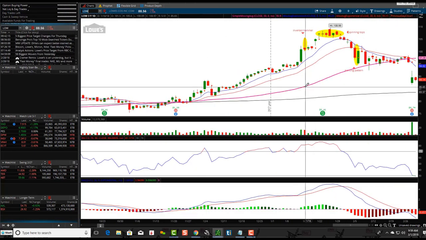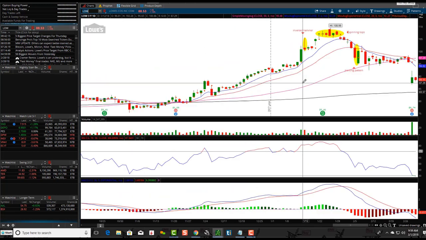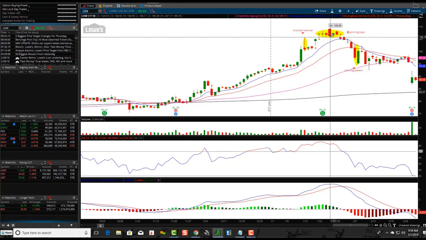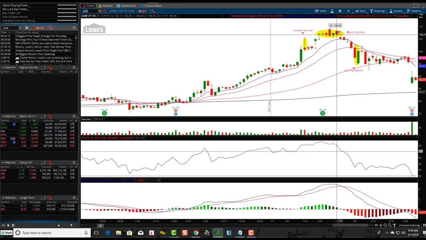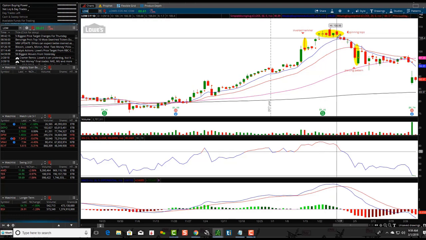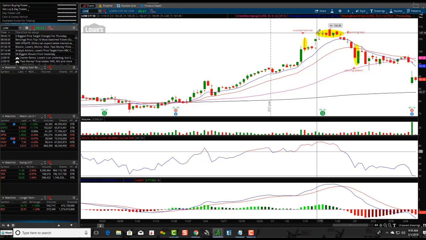Low spinning tops, you can see several in here. That's not really a spinning top, but you can see kind of a combination between dojis and spinning tops all over the place here. So they can take different forms. They could look like a doji. They can look like a hammer. They can look like an inverted hammer.